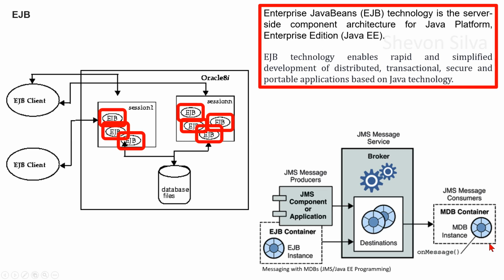Here you can see a JMS message produced by a JMS component or application, and this is connected to a destination. The EJB container is connected to the destination. The EJB instance is in the EJB container. Here you can see the JMS message service. Broker and destinations are inside the JMS message service. Destinations are connected to the MDB container. JMS message consumers.